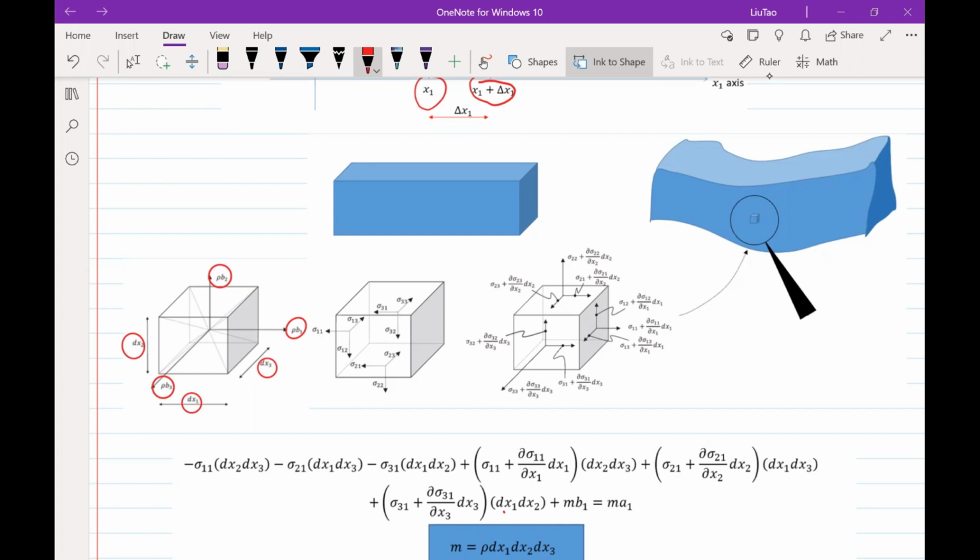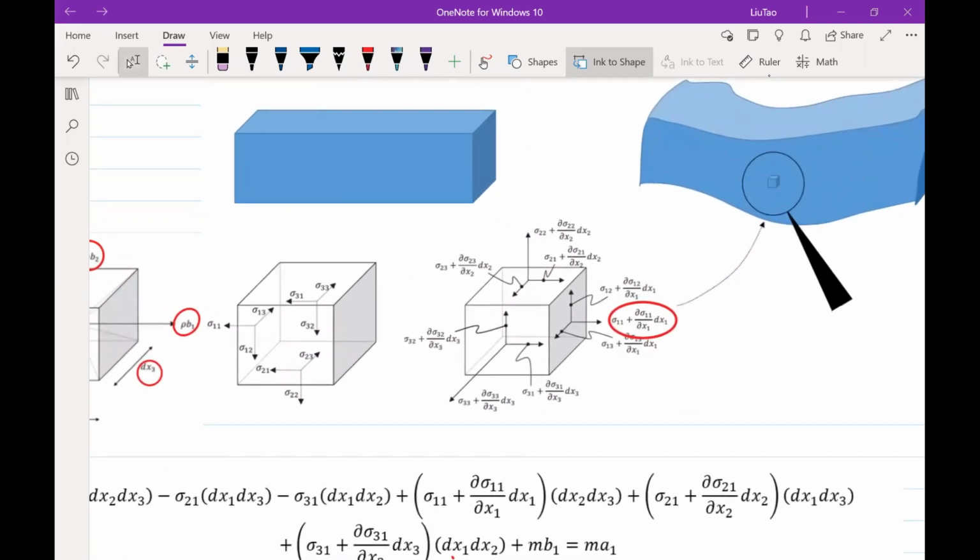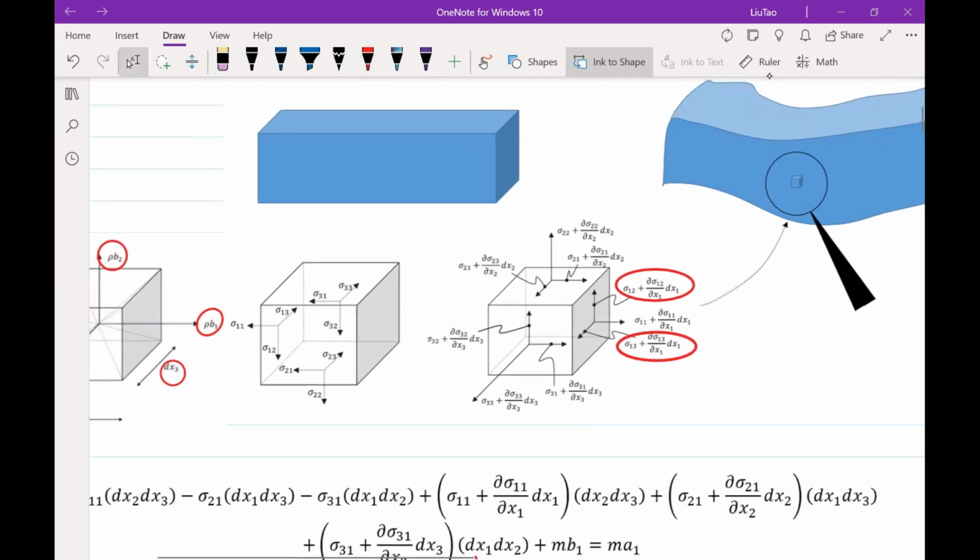So for example, on the right face, we have one normal stress, which is sigma 11 plus partial sigma 11 over partial x1 times dx1. And we have two shear stresses. One is sigma 12 plus partial sigma 12 over partial x1 times dx1. And the other one is sigma 13 plus partial sigma 13 over partial x1 times dx1.